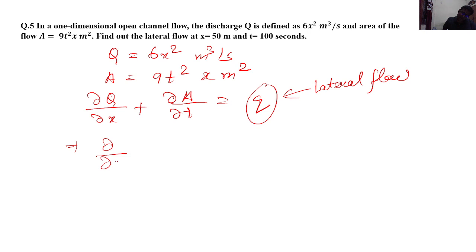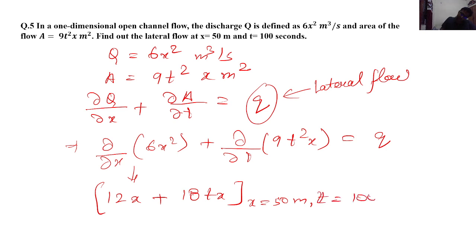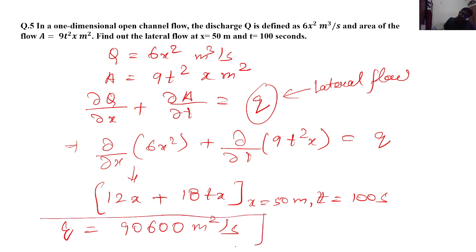So del by del x of Q, which is 6x square, plus del by del t of A, which is 9t square x, is equal to q. So just differentiate it partially. 6x square would give 12x, and 9t square x would give 18tx. Just substitute the values given here: x equal to 50 meter and t equal to 100 seconds. So this would finally come out to be 90,600 meters square per second. That is the lateral flow. So the lateral flow is found out like this.